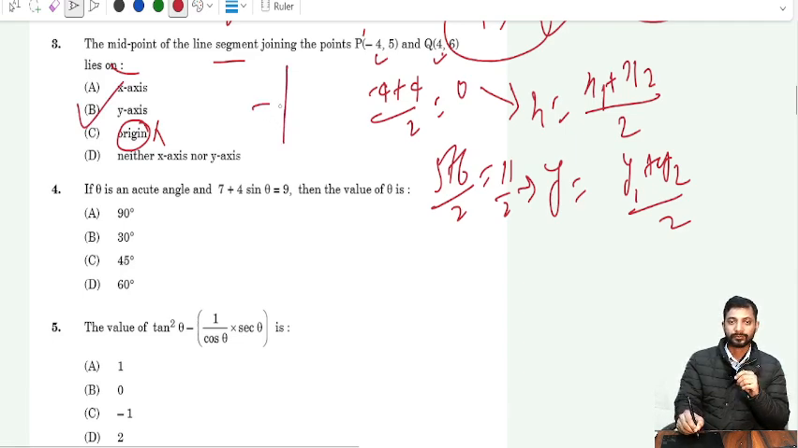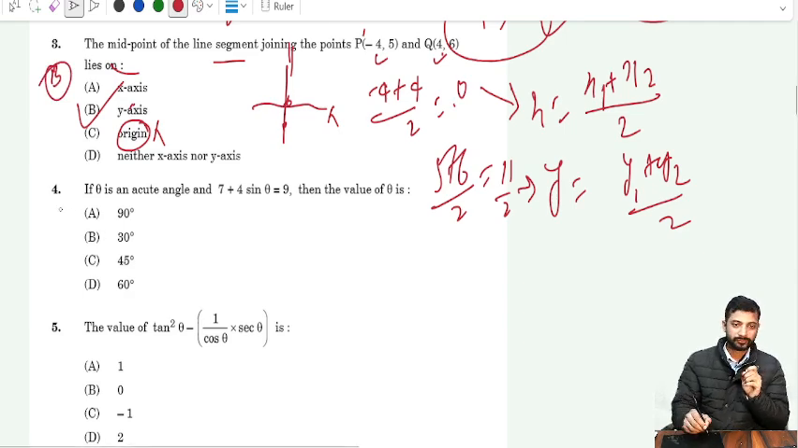How? If you go to coordinate geometry, this is the y-axis, this is the x-axis. If a point is on the y-axis, it means the value of x is 0, not the value of y. So here the value of x is 0, it means this is the y-axis. So question 3 correct answer is B.